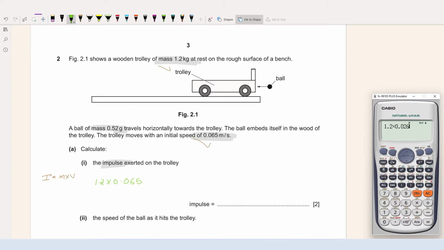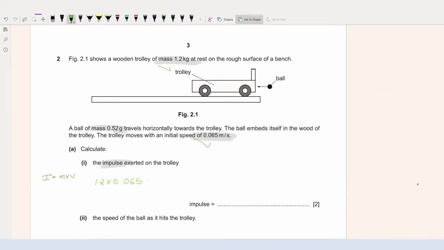and 0.65. We'll get our answer as 0.078. And don't forget to add the units. So we have 0.078 kilogram meters per second.